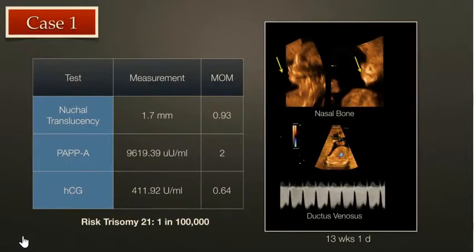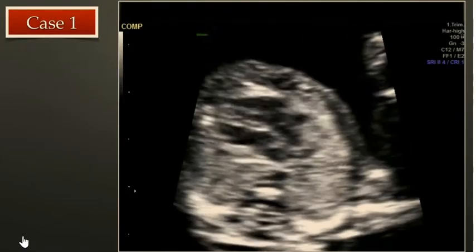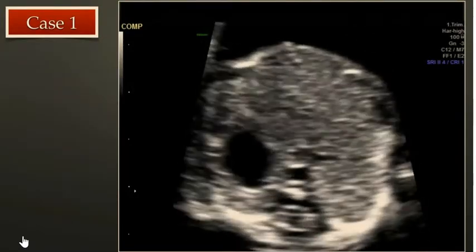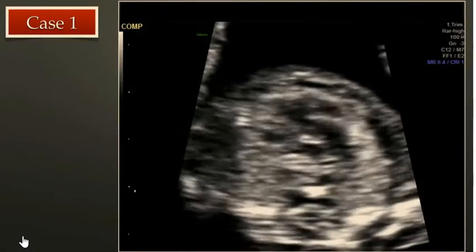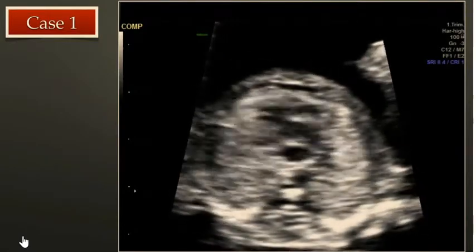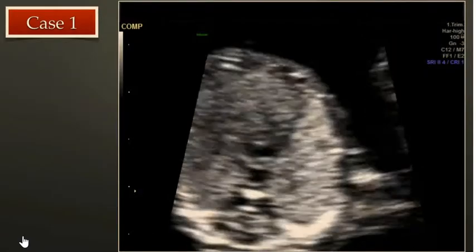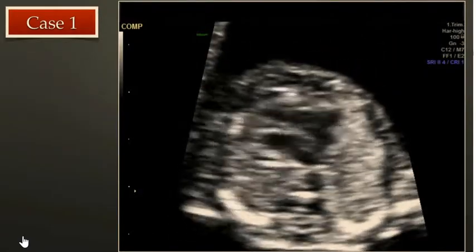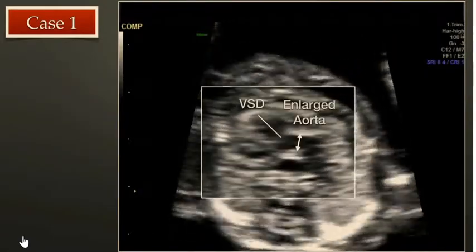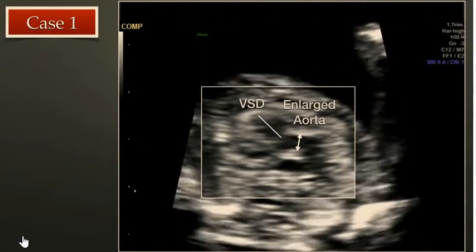Case 1. This fetus underwent first trimester screening and had a risk for trisomy 21 of 1 in 100,000, a normal nasal bone, and a normal ductus venosus waveform. Here's a sweep. What do you see? There is a ventricular septal defect and an enlarged overriding aorta.